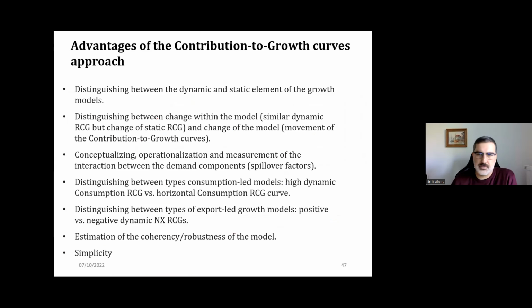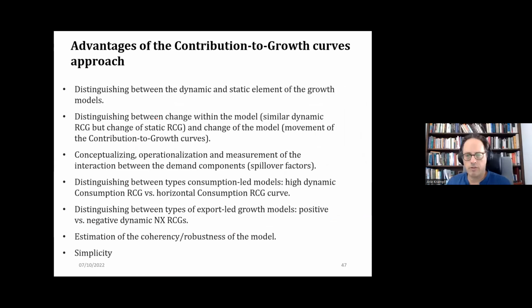So it's almost done. This is the end. Just very quickly, what are the contributions of this approach? It enables us to discuss the difference between dynamic and static elements of the model, distinguishing between change within the model and change of the model, like the movement of the curve; conceptualization of the interaction between demand components, the spillover factor; distinguishing between types of consumption-led models, high dynamic consumption RCG versus a horizontal consumption RCG curve; distinguishing between types of export-led growth model, positive versus negative dynamic net export RCG; and the estimation of coherency and robustness of the model.